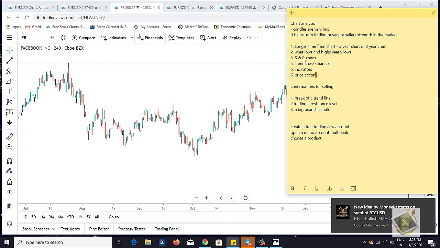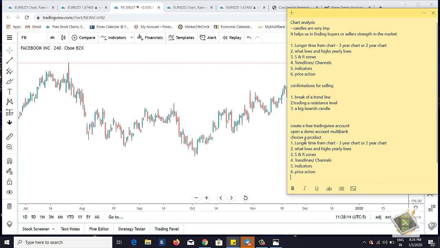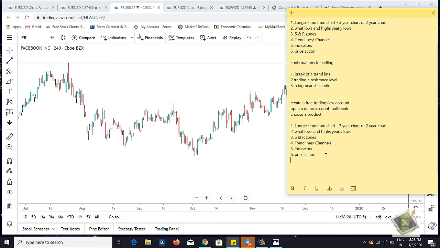So I'll write this down, I'll copy it here, and once you have chosen this, try to analyze the chart based on these terms, and that's it. This is just the steps to do the analysis.